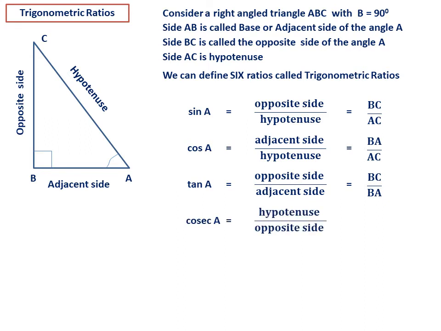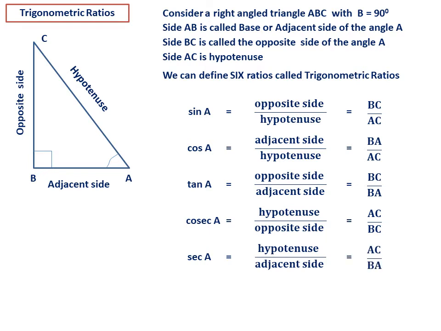You can see it is the reciprocal of sin A. In sin A it is opposite by hypotenuse. In cosec A it is hypotenuse by opposite, and that is equal to AC by BC. Similarly, we can define secant A. It is the reciprocal of cos. So it is hypotenuse divided by adjacent side. Therefore, that is equal to AC by BA.